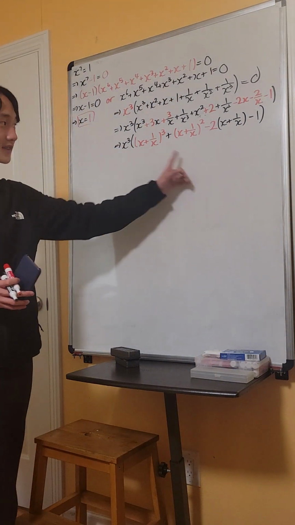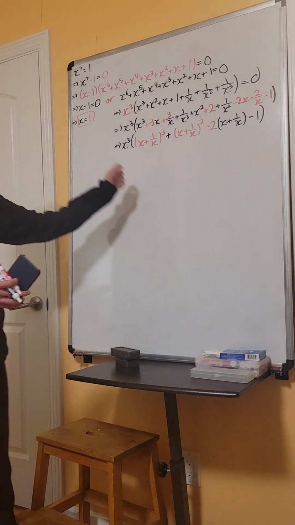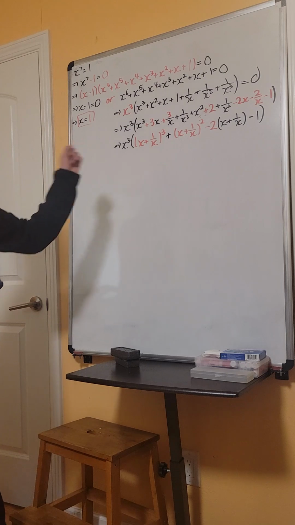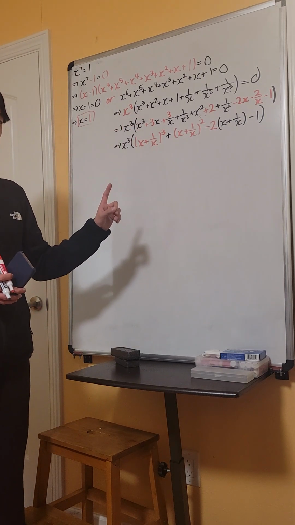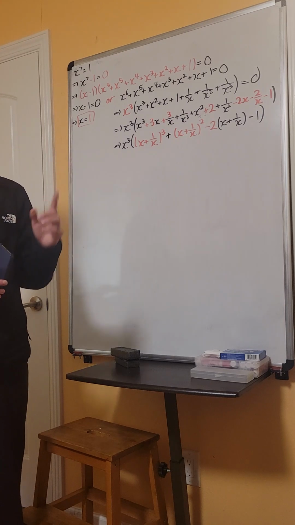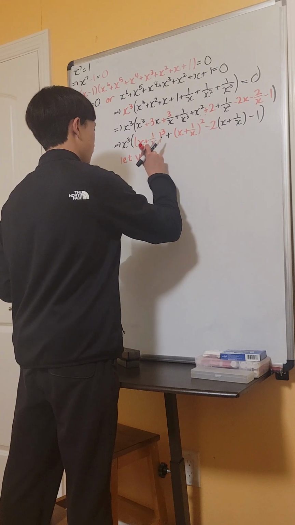They're nice, right? It's a cubic in terms of x plus 1 over x. Just find the solutions to the cubic, and then you're able to factor it. I'm going to stop you there. Let's make the substitution first, and let's see what happens. Let y equal x plus 1 over x.